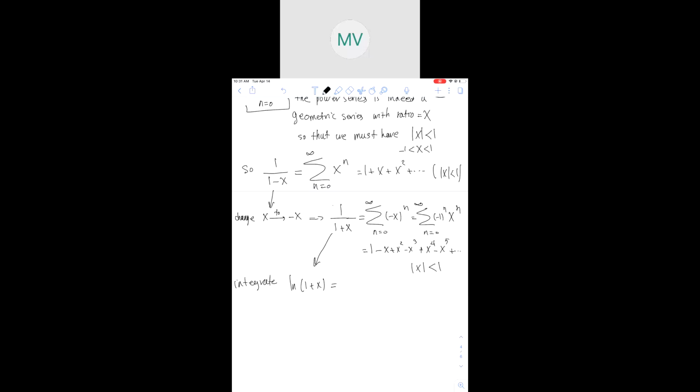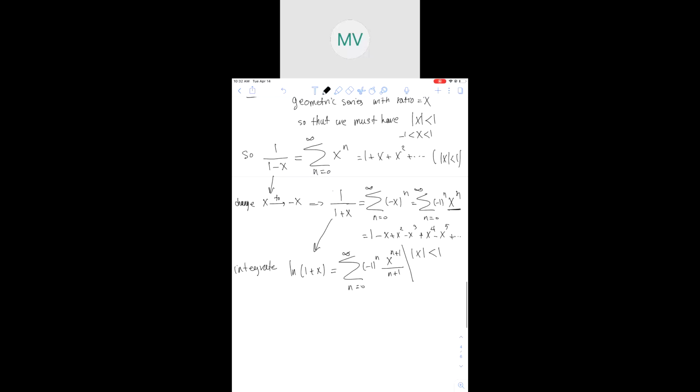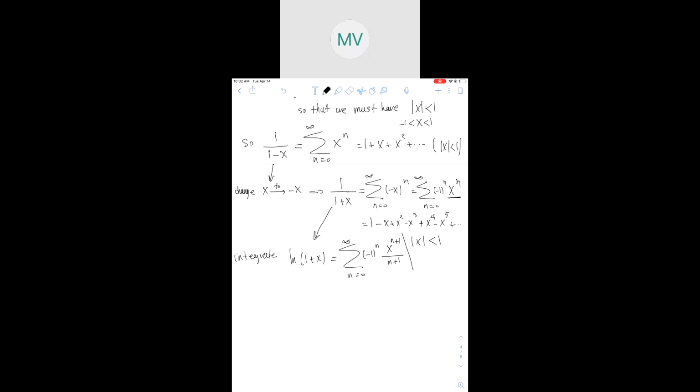equals the antiderivative of that guy, which is the summation of negative 1 to the n. The antiderivative of x to the n is x to the n plus 1 over n plus 1, starting from 0 to infinity. And there you go. That's the power series for natural log of 1 plus x.